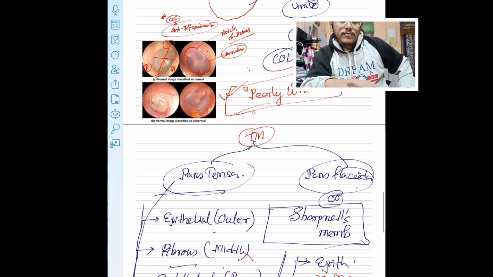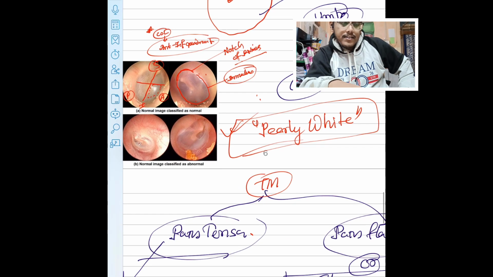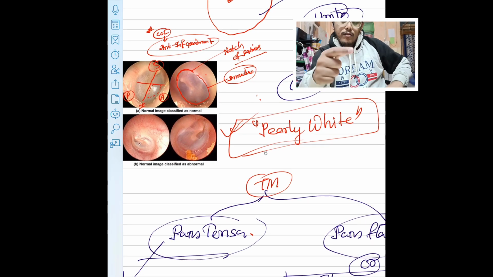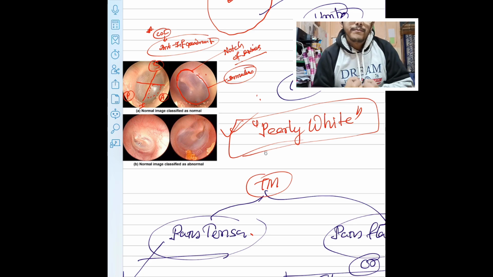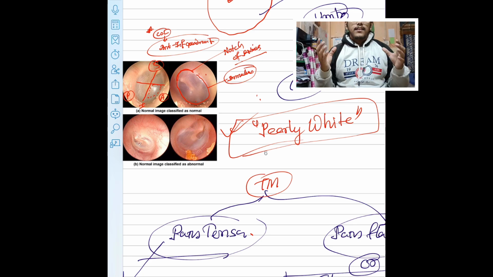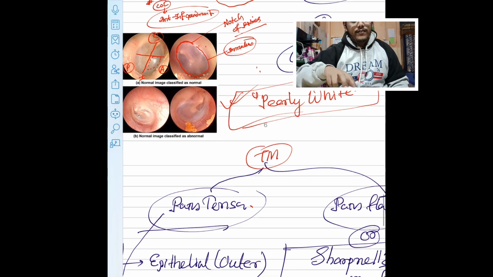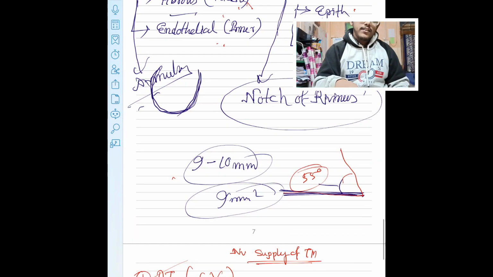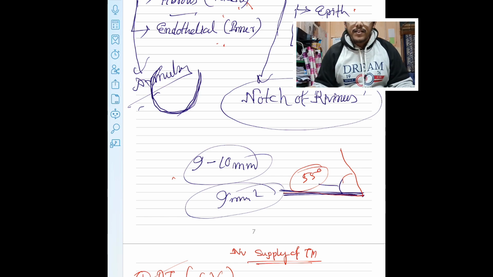Regarding the TM, we have two components, pars tensa and pars flaccida, with three layers: outer epithelial, middle fibrous, and inner endothelial layer. The boundary of the pars tensa is thickened, forming the tympanic annulus, that is embedded in a bony sulcus called the tympanic sulcus, and the pars flaccida is embedded in the bony notch, the notch of Rivinus. Regarding the dimensions, the diameter is 9 to 10 mm, the surface area is 9 mm square, and it is at a 55-degree angle with the horizontal.